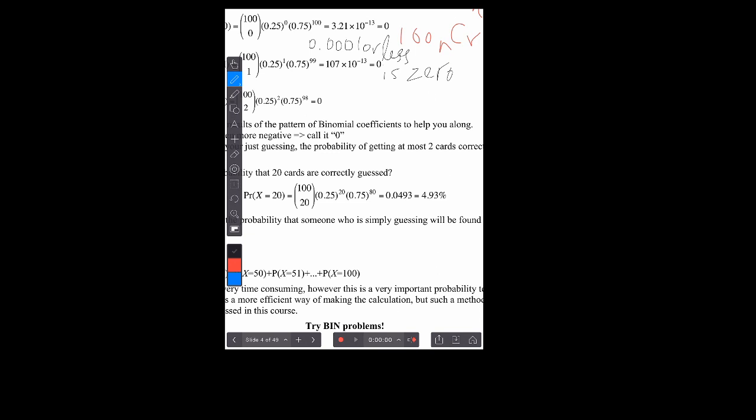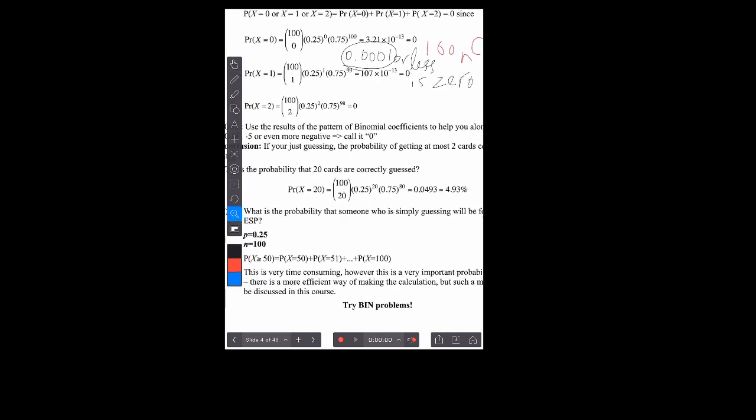Okay, so 0.0001 or smaller will be considered 0. So as soon as I see this negative 13, I know this is 0. Okay, so what does that mean?